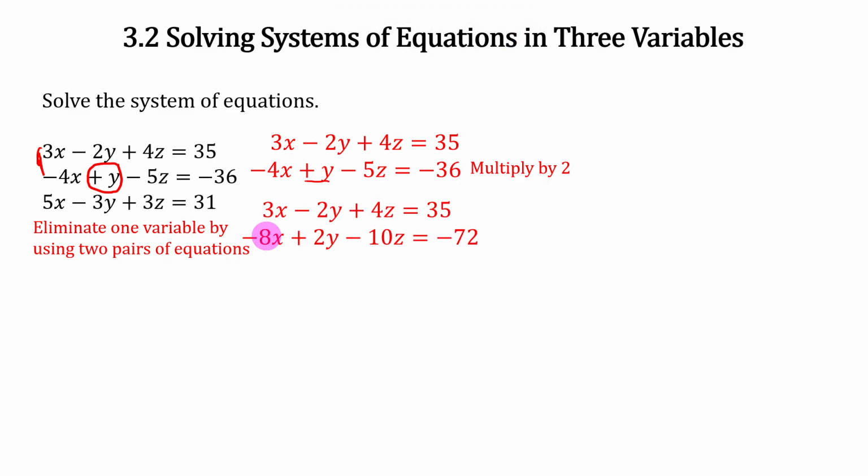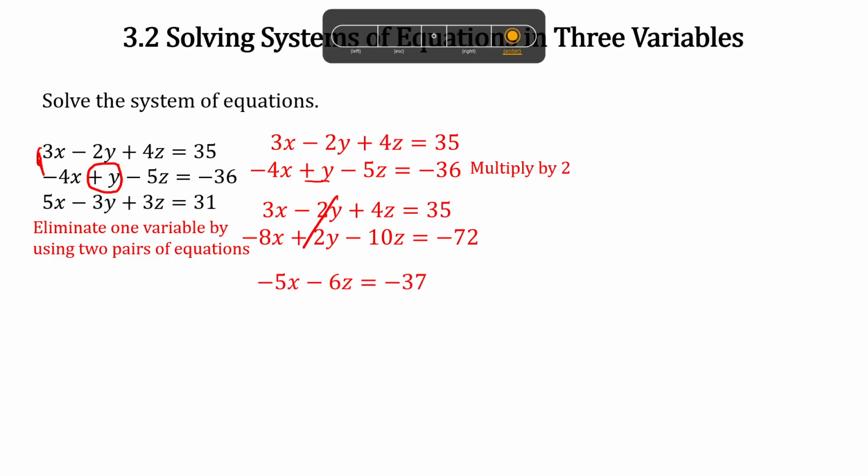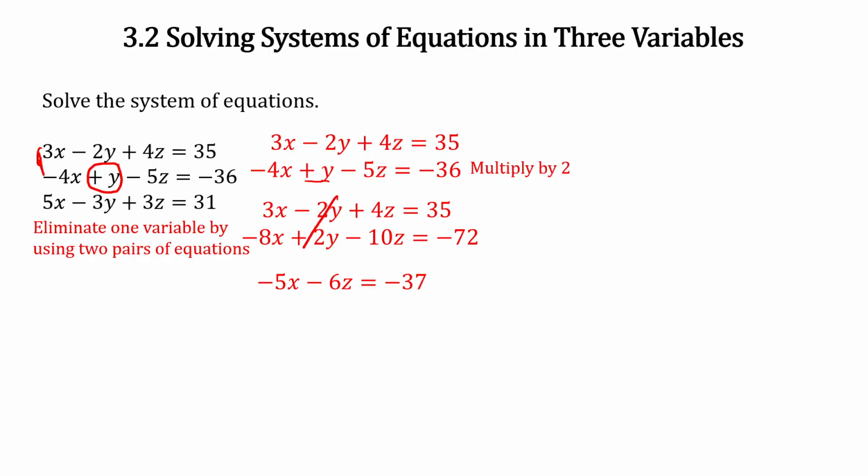So negative 4 times 2 is negative 8. Positive 1y becomes positive 2y. Negative 5z becomes negative 10z. So now I add all these up. This will be negative 5x. This will cancel out, become 0. This will be negative 6z. And this will be negative 37. Okay, I can't do anything from there, so I'm not going to.